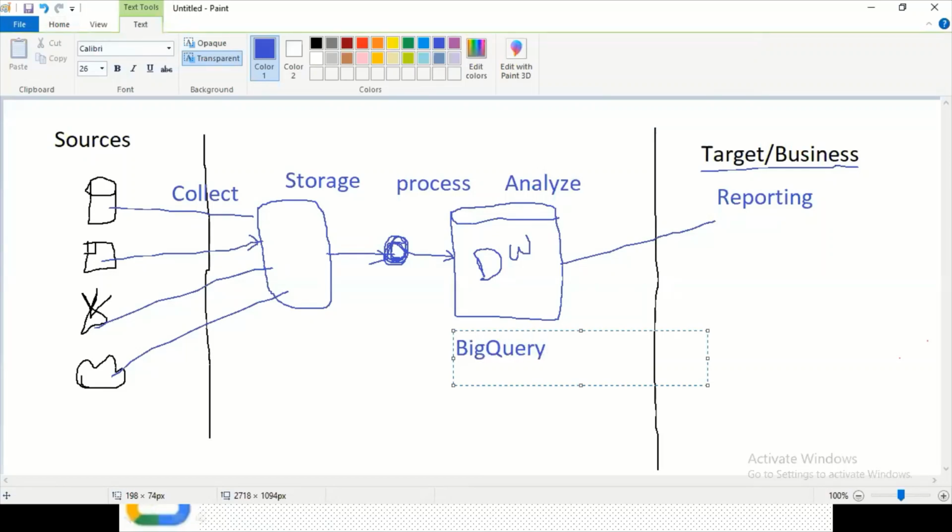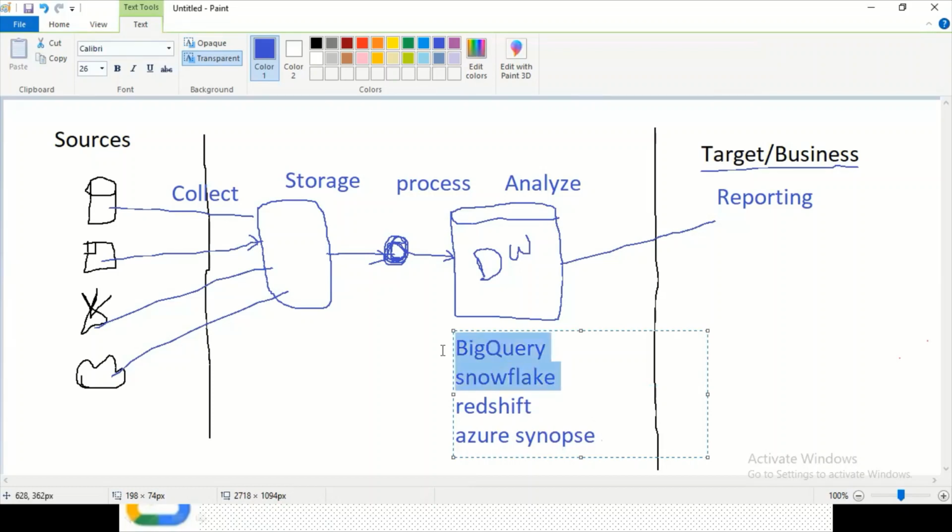Non-IT people, don't worry about these names, I'm just giving them. At the same time, we can also use Snowflake here, or Redshift, or Azure Synapse, which are the same. But Snowflake and BigQuery are the top one and two right now in the market. We are learning BigQuery, and we are going to spend a minimum of 15 to 20 days on BigQuery alone as part of our program.